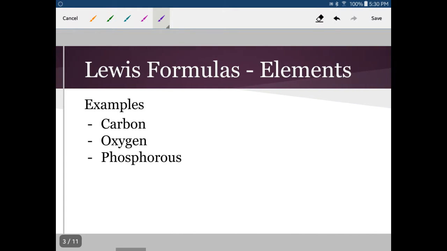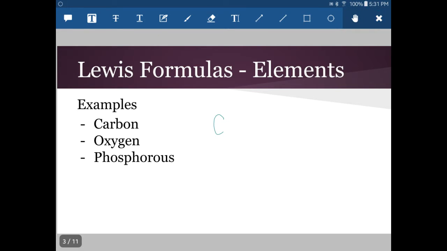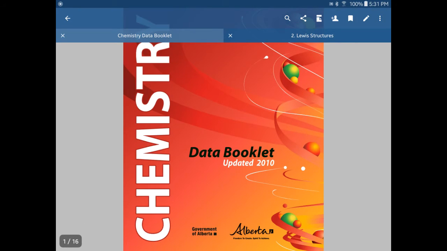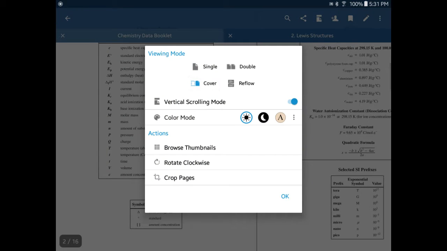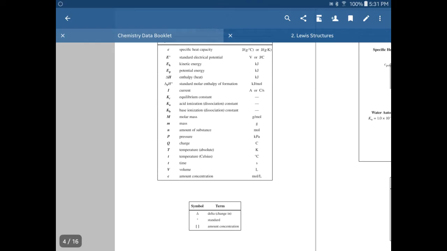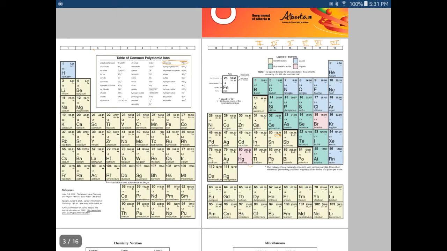So if we take a look at some examples here, if we look at carbon, I know that carbon has 4 valence electrons. Let's jump over, and I'll show you how I know this. When I go to look at carbon, I see that carbon is in the 14th column. And because carbon is in the 14th column, I know that it has 4 valence electrons.